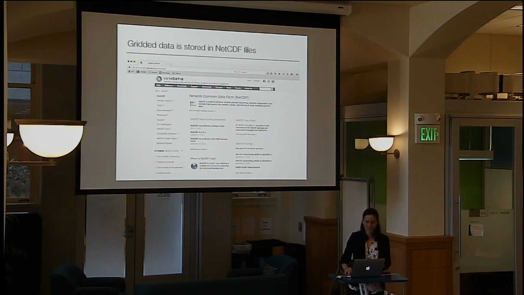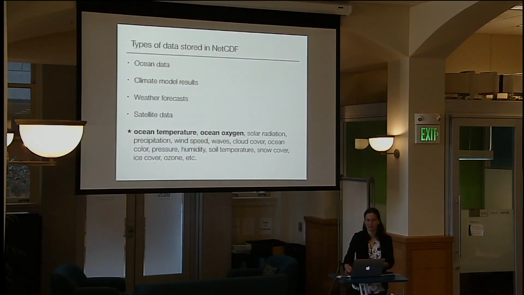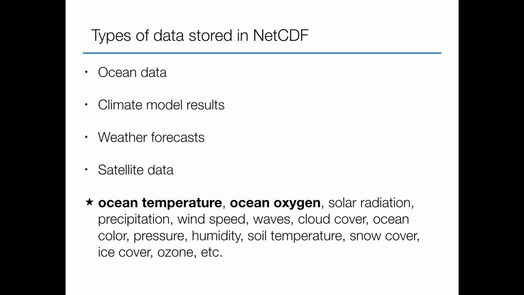And these files are great. It's nice because they have a lot of libraries and resources that you can use to access them. And all this data is widely available, including ocean data. You can get climate model results, weather forecasts, satellite data, and this is available to the entire community, and you can access it using Python or R. It's really great. Today I'm just going to be talking about ocean temperature and ocean oxygen, but there's a whole bunch of other variables that you could get from these types of files.